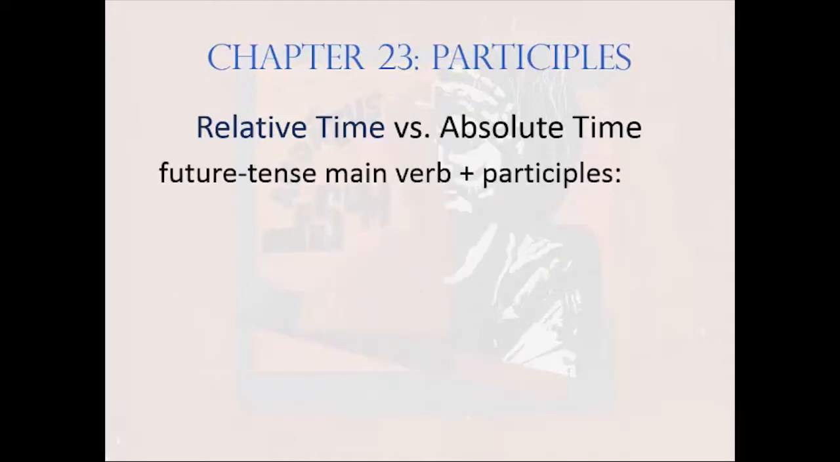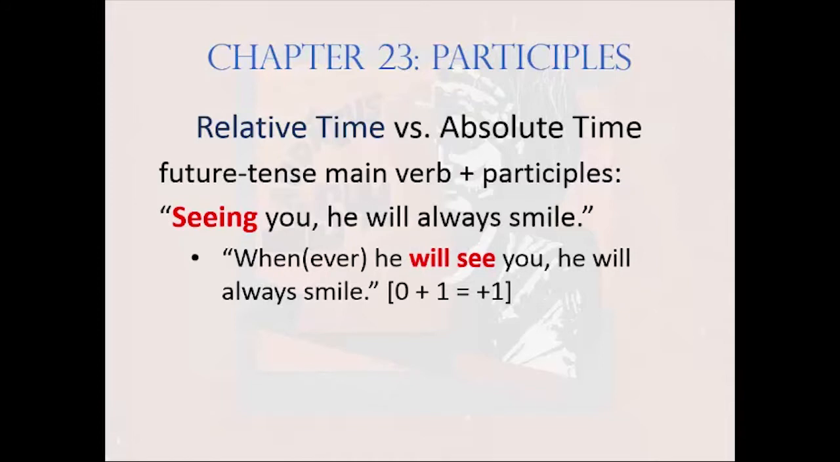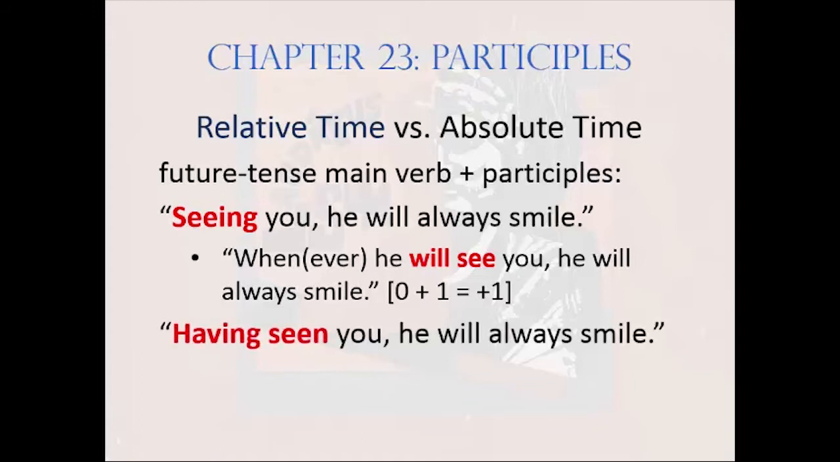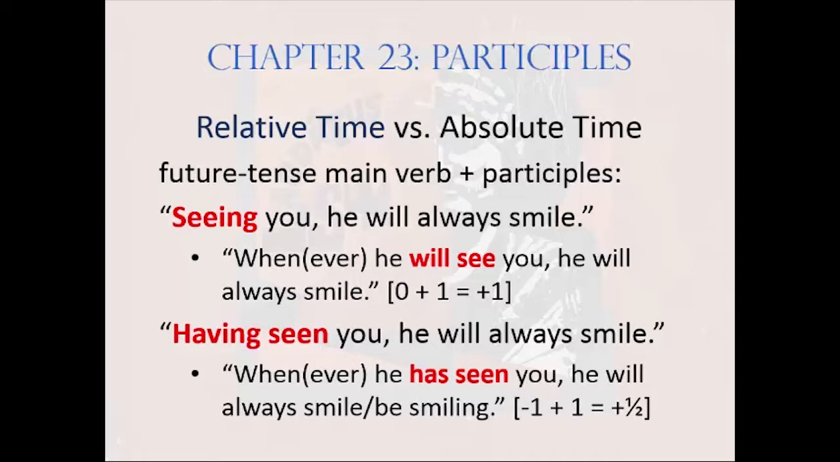Future tense main verbs operate the same way with participles that present tense main verbs do. For instance, with a present participle, "Seeing you, he will always smile," is the equivalent of "whenever he will see you, he will always smile." 0 plus 1 equals plus 1. Or with the past tense participle, "Having seen you, he will always smile," equals "whenever he has seen you, he will always smile or be smiling." Minus 1 plus 1 equals plus 1/2, in Latin grammar math.